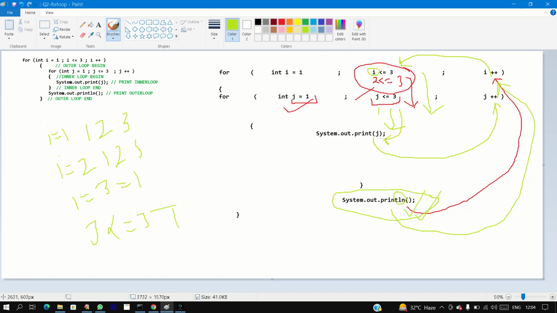If the condition is true, then system.out.print. Now this system.out.print is guiding us to print j. What is j right now? J has become 2. So 2 is being printed. Fine. Now again it will be going to j++. J++ again guiding that dear j, kindly increment yourself by 1 whenever you are used again.